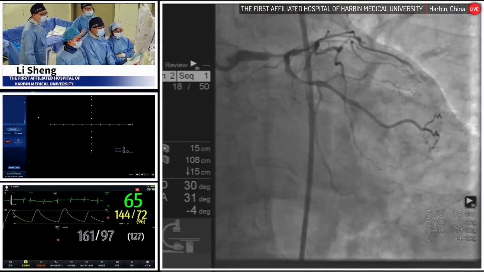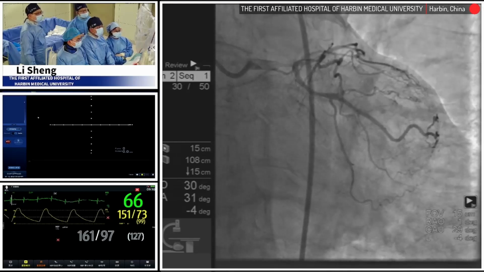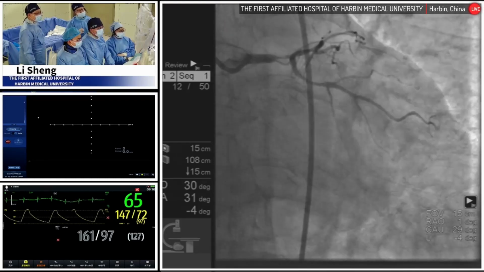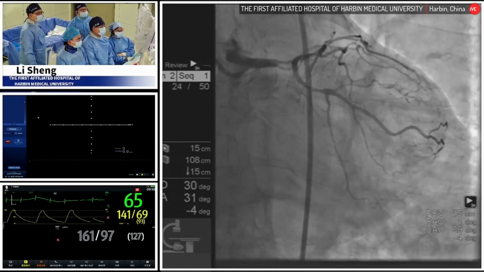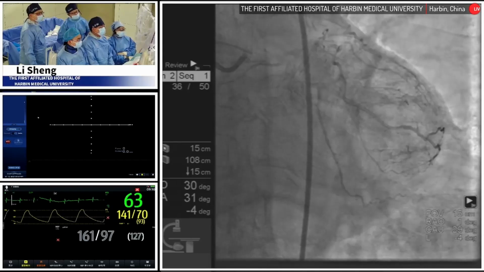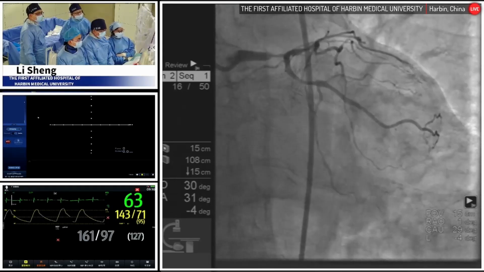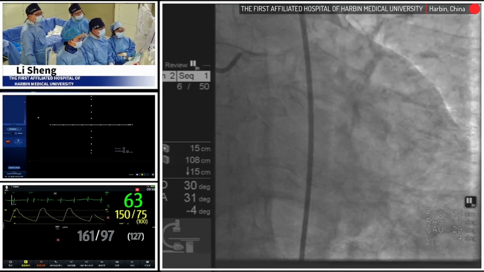I think today we have a very complex case, C2 plus multivessel disease. The first time we treated the C2 lesion in the RCA, and right now we are still left with a very challenging left main bifurcation. Before this procedure, we have done enough preparation and gathered the information we need. So what's your strategy for this patient?